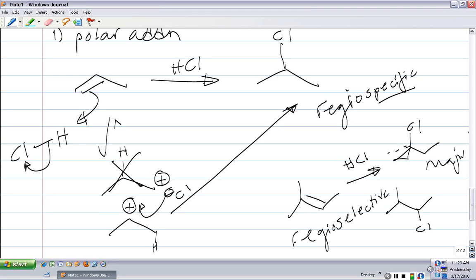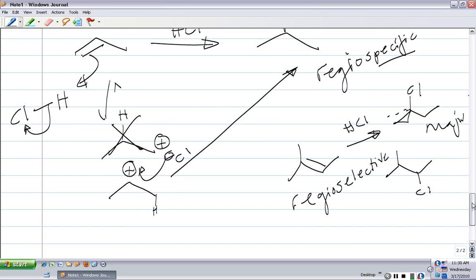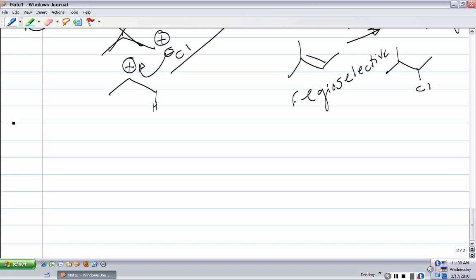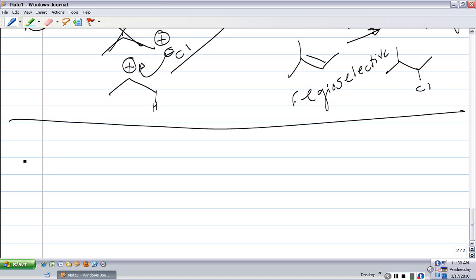But the point is that if I treat an alkene with HCl, there's a protocol that's followed. The alkene attacks the H, makes the carbocation, the most stable one when it can, and then the chloride attacks the positive site to make the product. Well, what happens if I treat a diene with HCl? So let's start with butadiene. You might remember this is called 1,3-butadiene, and we looked at it in terms of its molecular orbital picture in the last lecture.